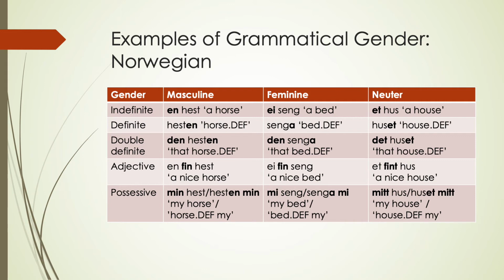If you say hästen, that would be the horse. It's already marked on there that it's a definite thing. So that would translate in English, in modern English, to the horse, but it would just be one single word in Norwegian.